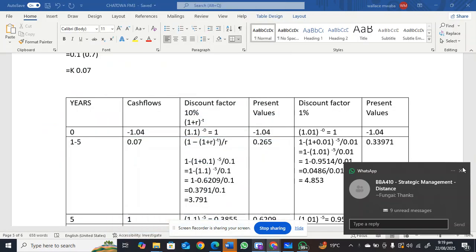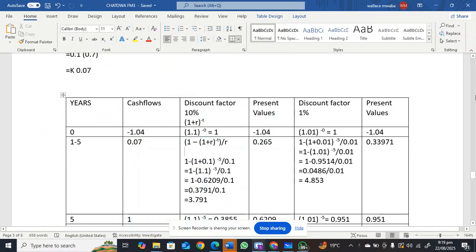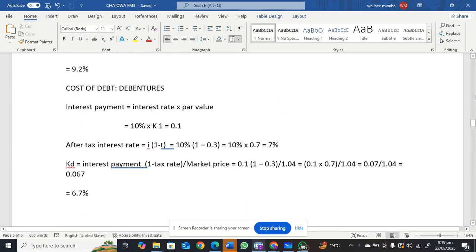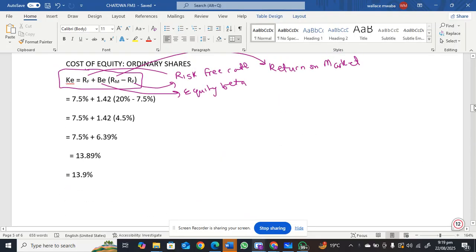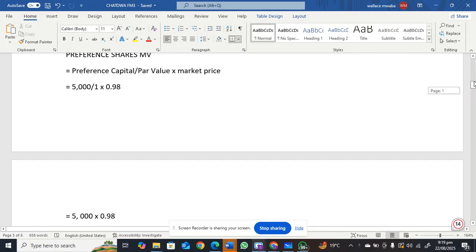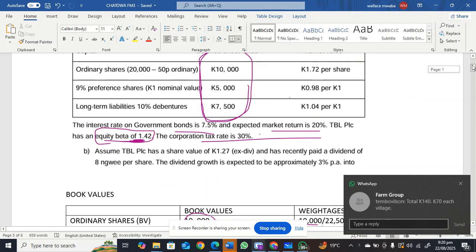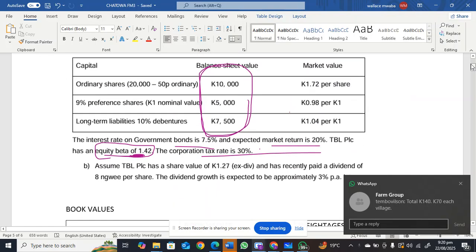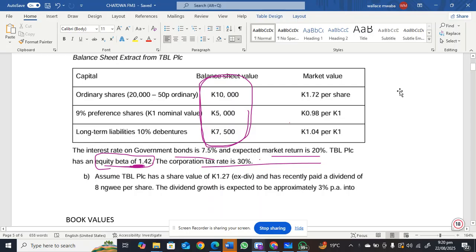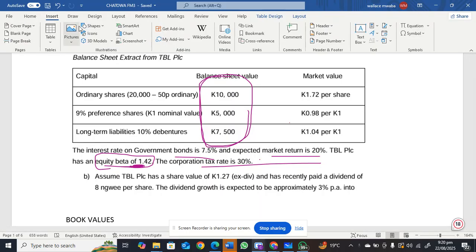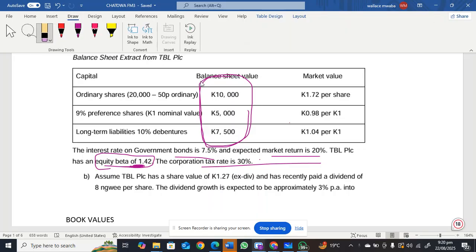Okay, so we're looking at how we can calculate the cost of debt using the internal rate of return. That is redeemable debt, debt which has a maturity date. That's how you know the debt is redeemable. They mention a maturity date in the question.